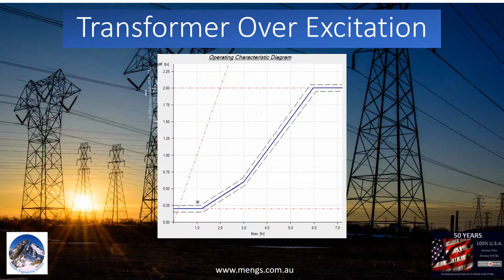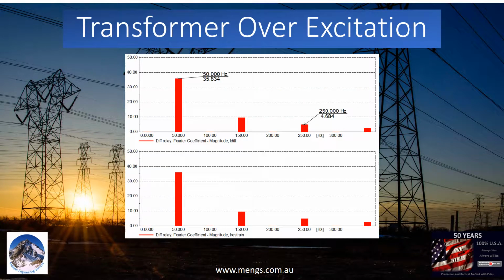By setting the fifth harmonic blocking value lower than 22%, we can avoid such a nuisance trip. 22% is the upper limit for this example. There is also a lower limit for setting the fifth harmonic blocking element.